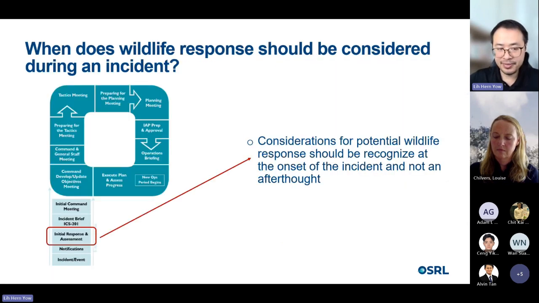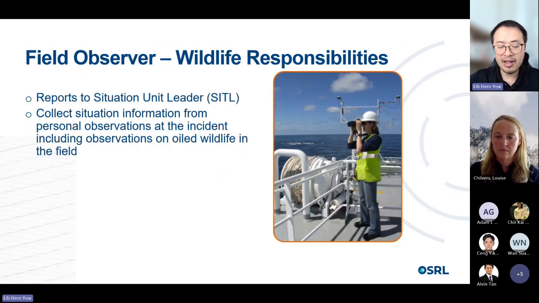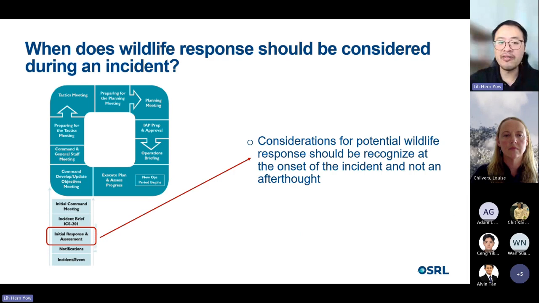These are the immediate wildlife responsibilities for the different positions in a typical IMS structure. And then when it comes to decision making, we have to look into the planning cycle.